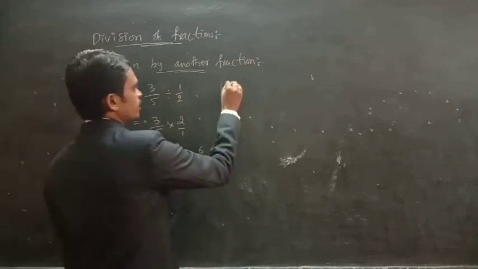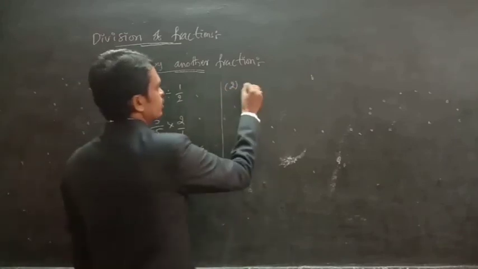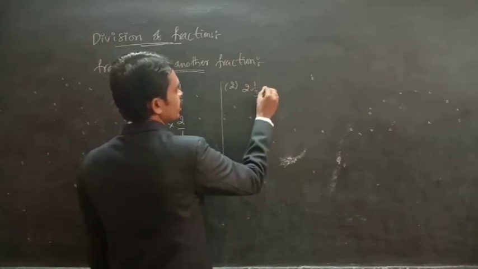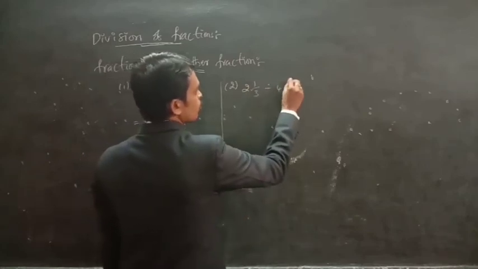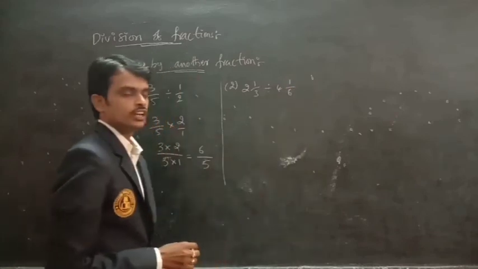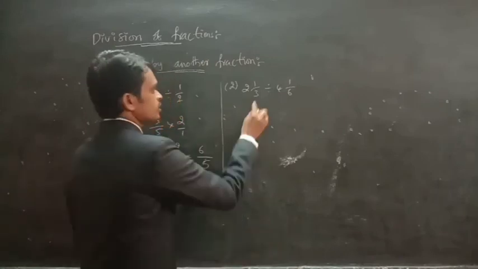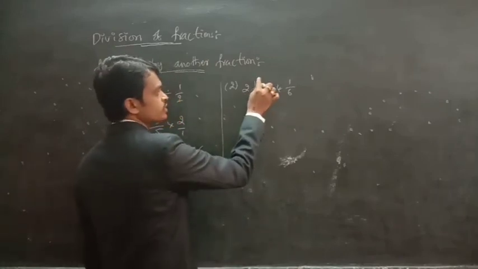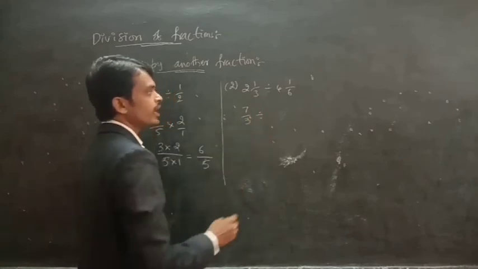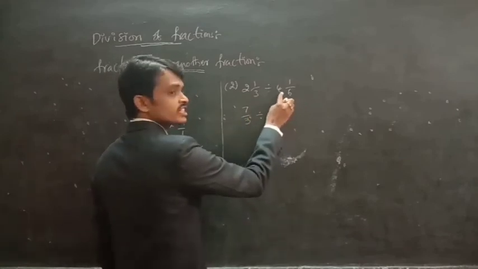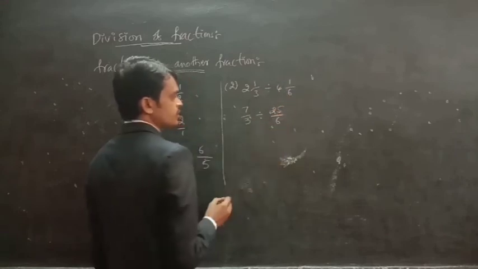So let us take improper and mixed fractions. By using mixed fractions also we can divide. 2 1 by 3 divided by 4 1 by 6. These mixed fractions convert into improper fractions. 3 twos are 6 plus 1, 7 by 3, divided by 4 sixes are 24 plus 1, 25 by 6.